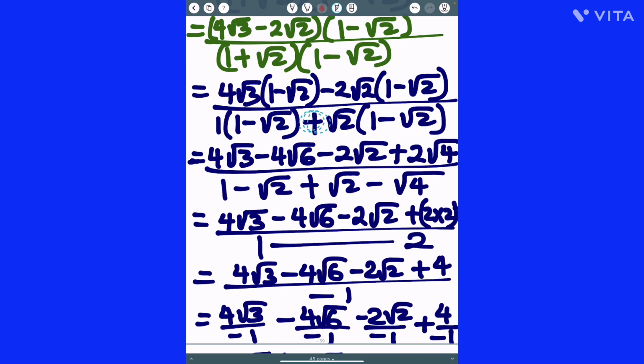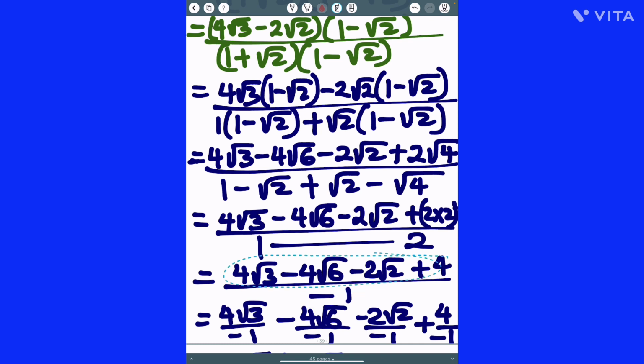I'll do the signs first. Plus times minus is minus. Root 2 times root 2 is what? Root 4. So this gives me 4 root 3 minus 4 root 6 minus 2 root 2 plus 2 root 4. Here we change to plus 2 times 2 because the square root of 4 is 2. So here on the denominator side, minus root 2 plus root 2 is 0. So I'll get 1 minus root 4. That's 1 minus 2. Root 4 is 2.